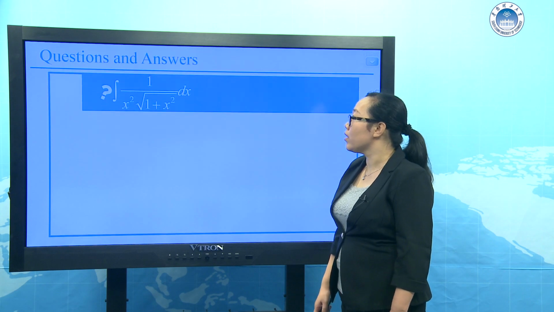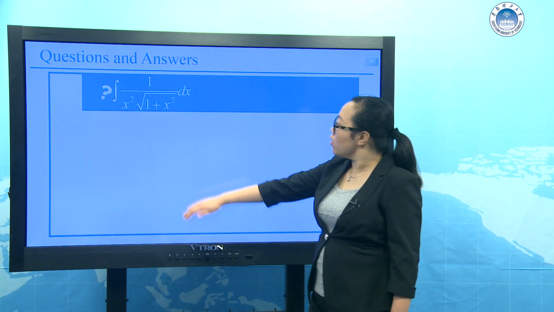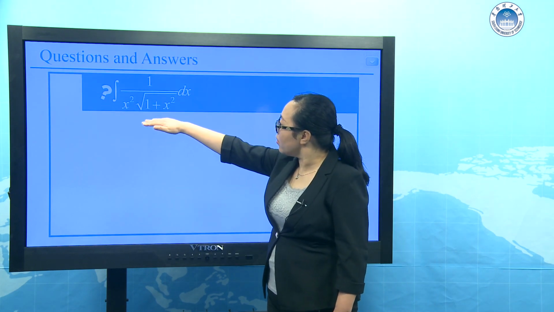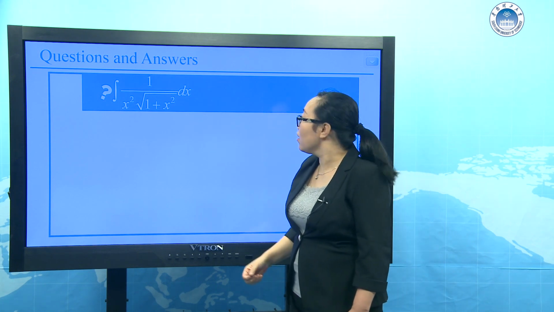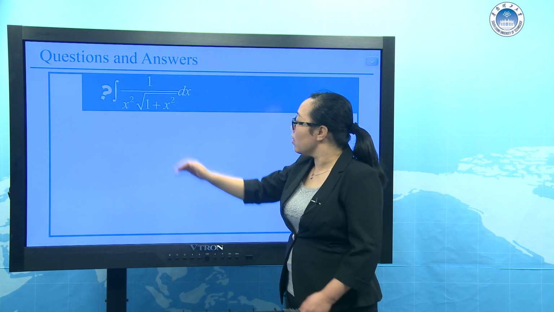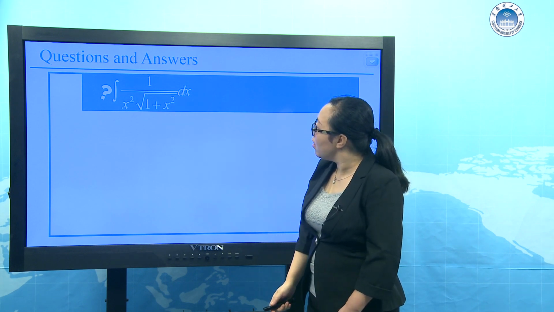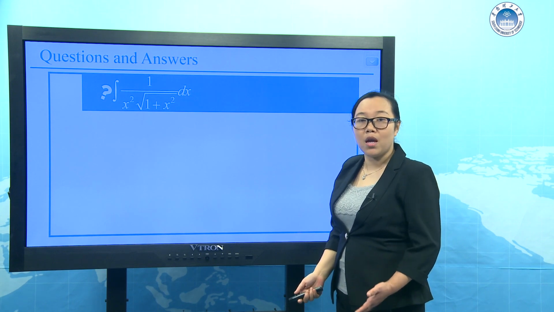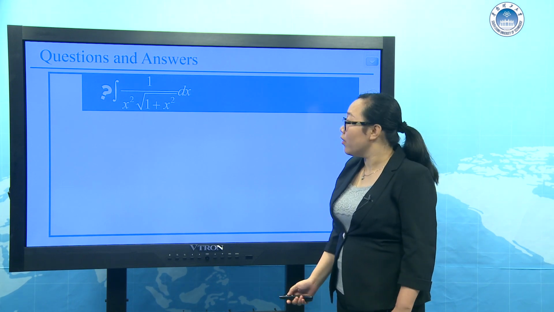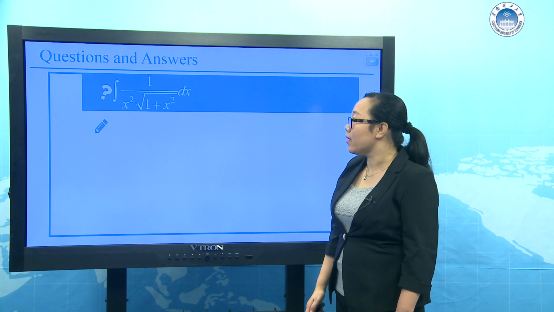Now look at question 2. Try to evaluate the indefinite integral. Our idea is to eliminate the square root. So how do we do it? You can try, but the idea is more difficult. Sometimes you cannot do it, so we can give you another idea.